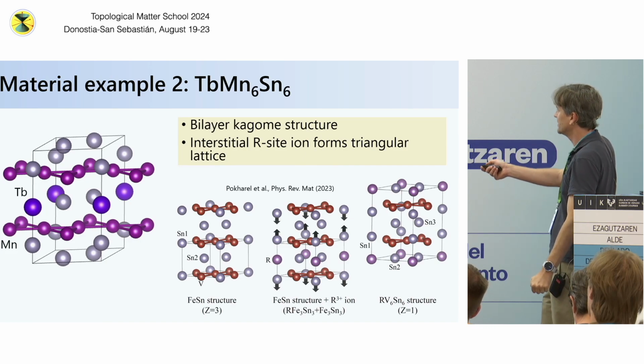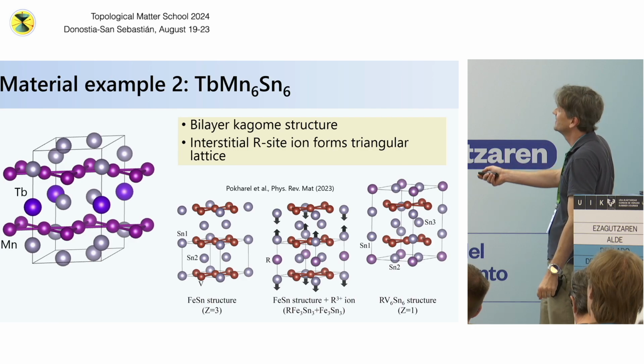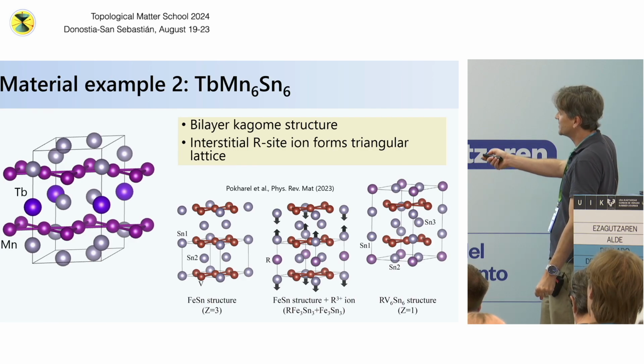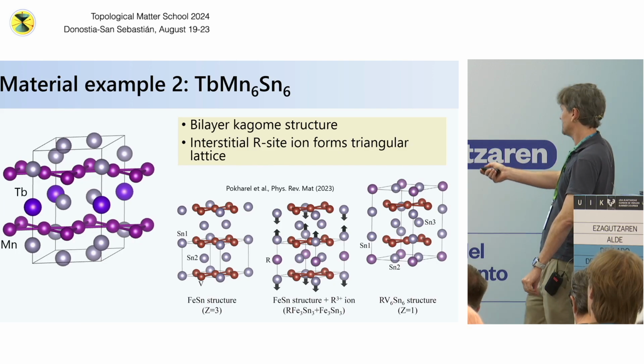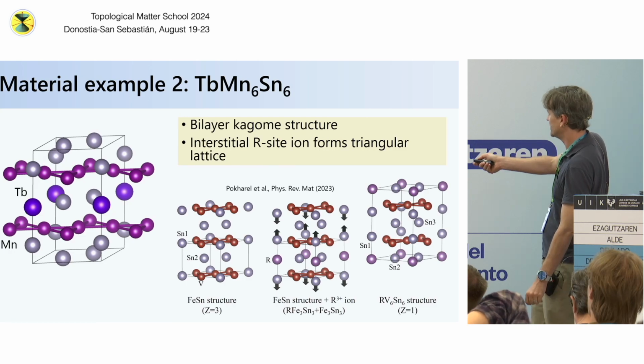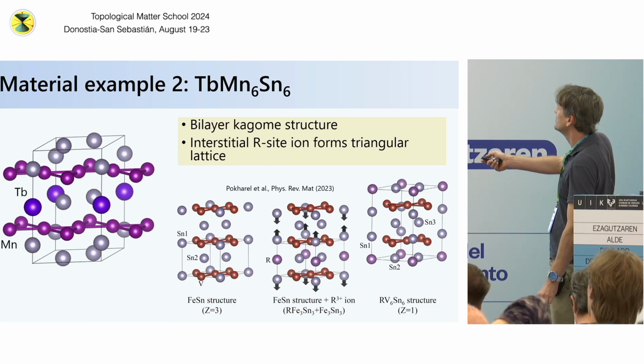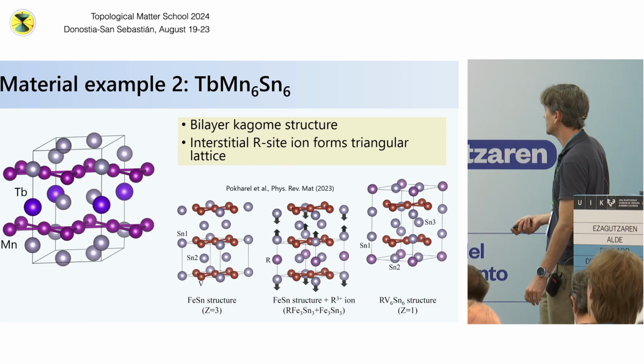And so let's say I put a lanthanide ion in that space, okay? And so what that does is sterically, it's going to just push this tin atom up, and then the one below it down, okay? Because I'm filling the void here in this hexagon, but there's an interaction between the rare earth site and the tins above and below.